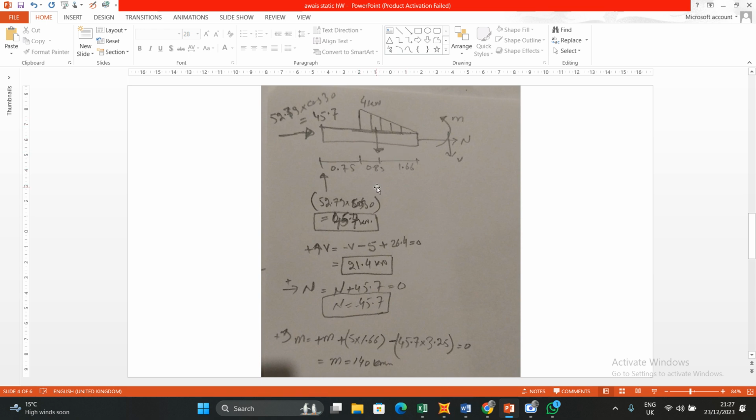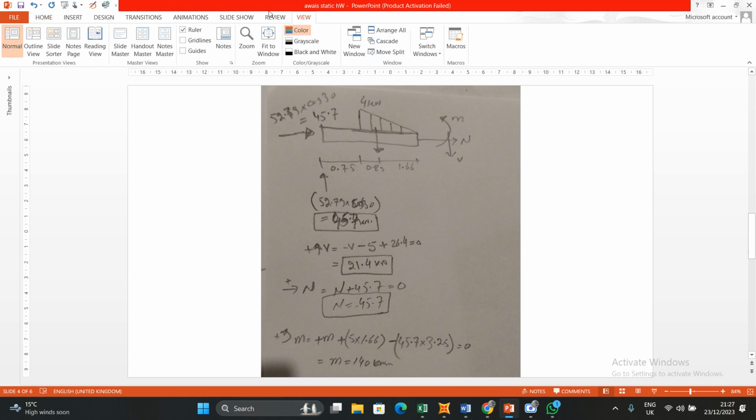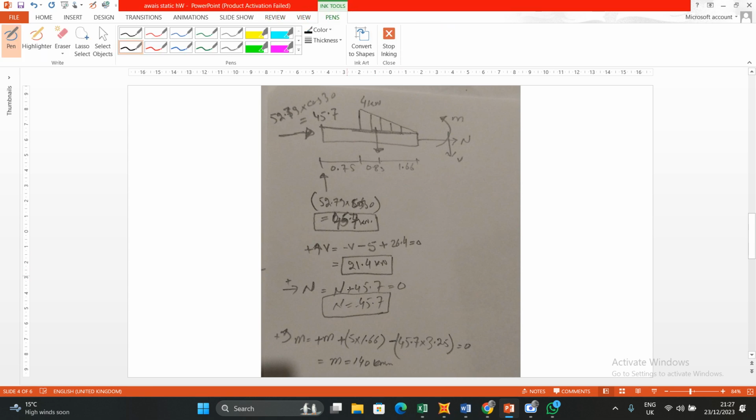So this 5 is going downward, and what we have, nothing, V. We can find V from this one. Let me take the pen. Here you can see, yes, here, 21.4. This one is the support, 26, and 5 is going downward from this UL force. Now we can find the neutral axis, which is N going right, and also the force is going right, so it will be on another side, and the answer is 45.7.